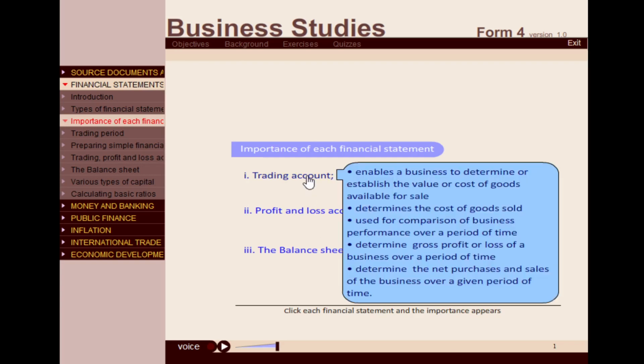Importance of each financial statement. Trading account enables a business to determine or establish the value or cost of goods available for sale. Determines the cost of goods sold. Used for comparison of business performance over a period of time. Determines gross profit or loss of a business over a period of time. Determines the net purchases and sales of the business over a given period of time.